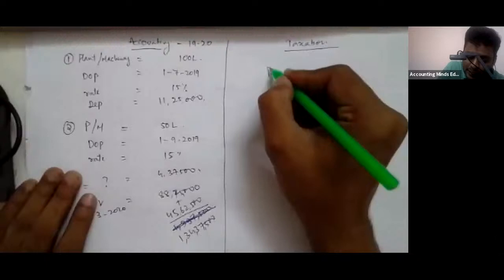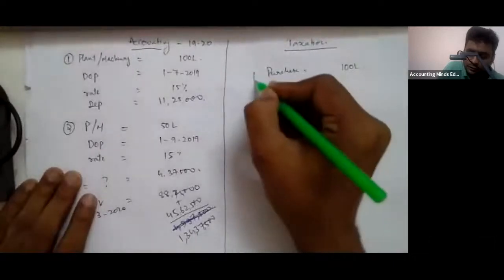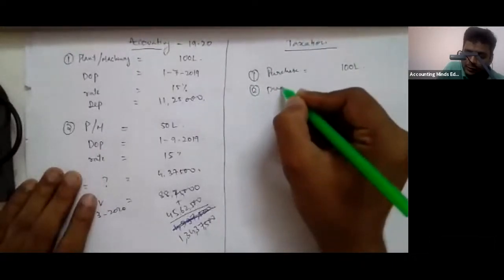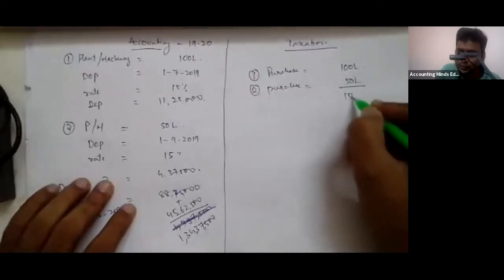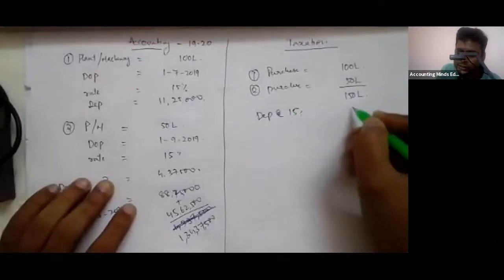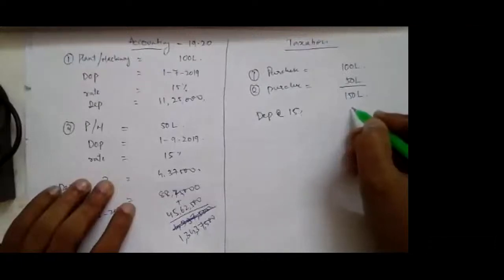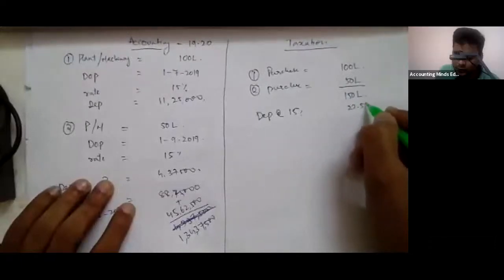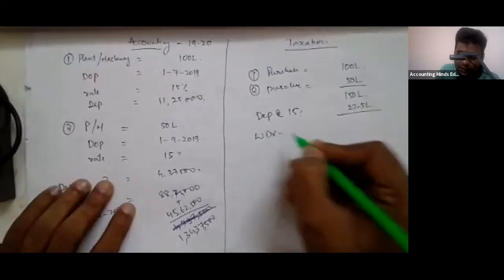What does it say? Purchase. How much is the purchase value? 100 lakhs. This is the first purchase. What is the second purchase value? 50 lakhs. Total 150 lakhs. On that, depreciation at 15%. How much is that? 22 lakh 50,000. 22.5 lakh.